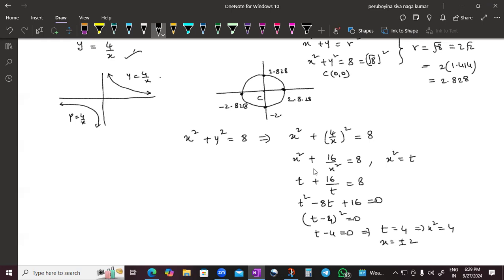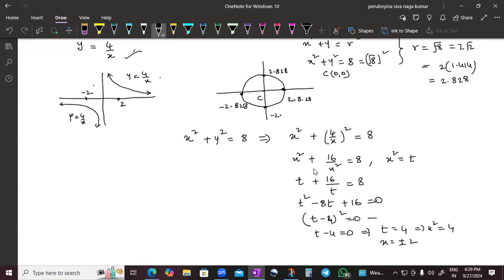That means there is a real point of intersection at x value plus or minus 2, because it crossed this 2 value. So either at plus 2 we have an intersection, and at minus 2 also we have an intersection. So minus 2 here and plus 2 here, we have intersection.